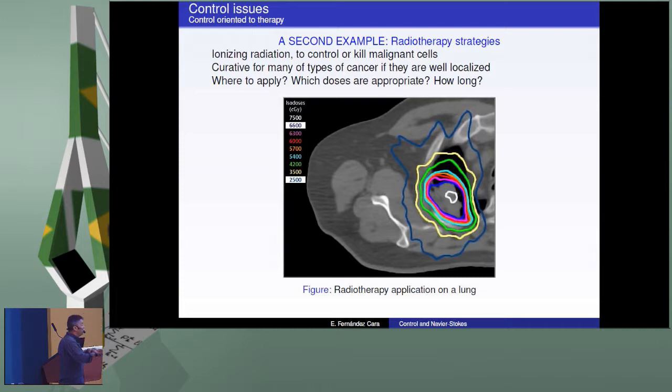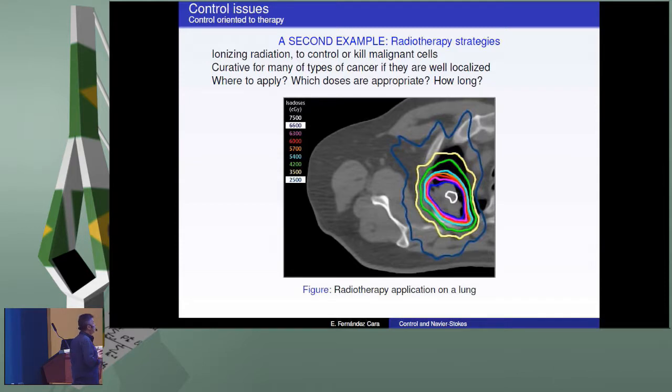Nowadays, it is possible to model the behavior of a tumor with partial differential equations. It is well known that many models give very accurate results in this kind of problems. And it is also possible to model the effect produced by a radiotherapy strategy. So the determination of the optimality here leads to a very natural control problem. Where do we have to apply the radiation?